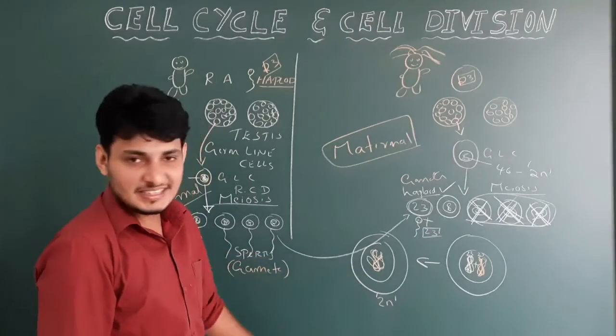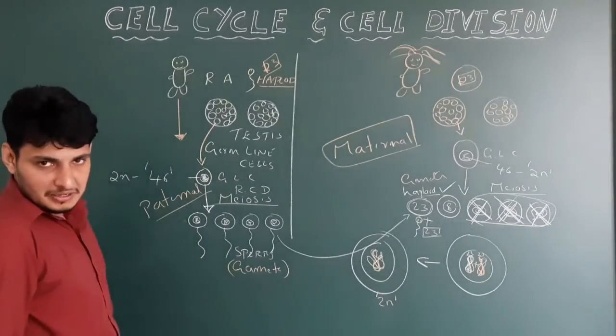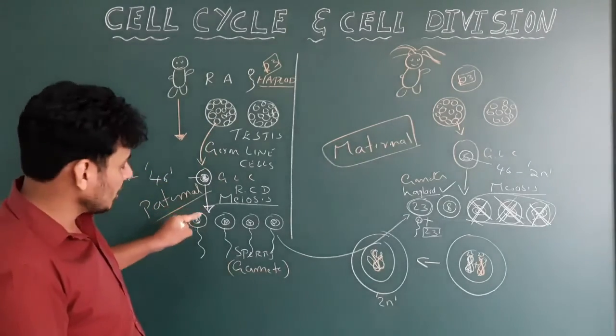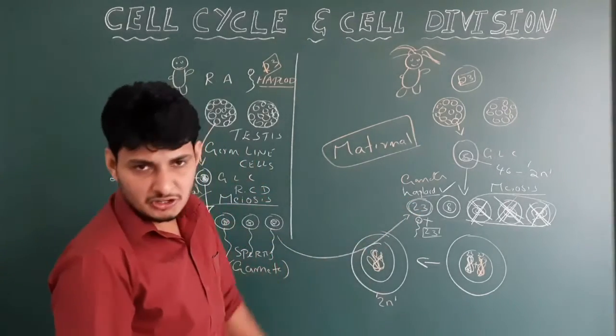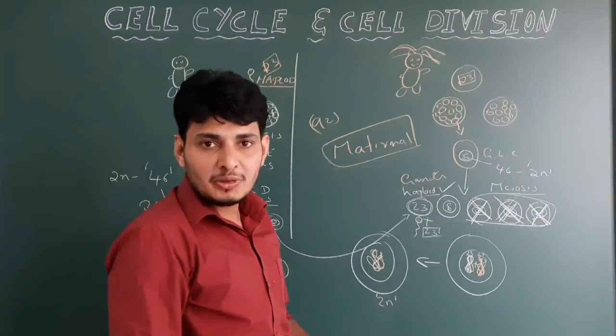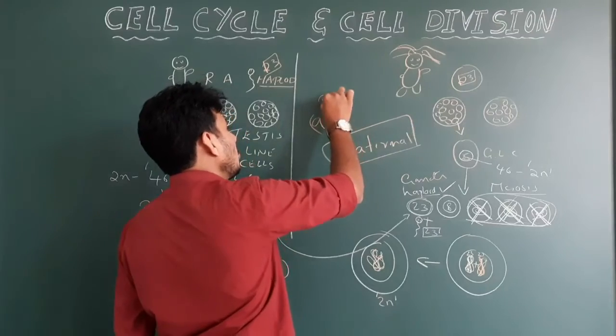That is, the cell is now 2n. Now you understood. Meiosis is very, very important. Because if each sperm contains 46 chromosomes, and each ovum contains 46 chromosomes, 46 plus 46 will become 92. That is not a normal condition. It is an abnormal condition. It is called polyploidy. So this is polyploidy.